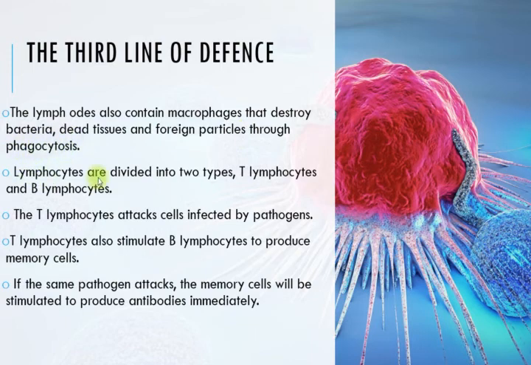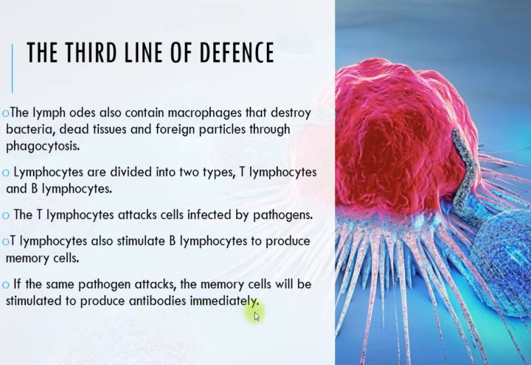So the lymphocytes are divided into two types. What are they? T lymphocytes and B lymphocytes. The T lymphocytes attack cells infected by pathogens. The T lymphocyte also stimulates the B lymphocyte, so the B lymphocyte will produce memory cells. If the same pathogen attacks, the memory cells will be stimulated to produce antibodies immediately.